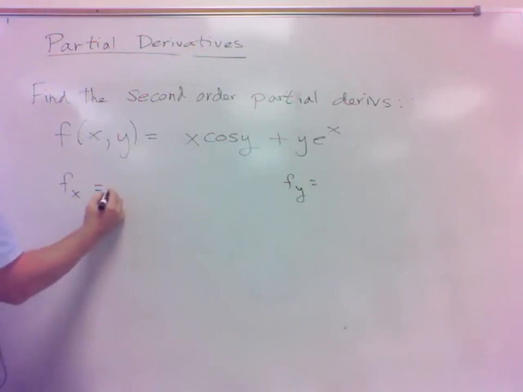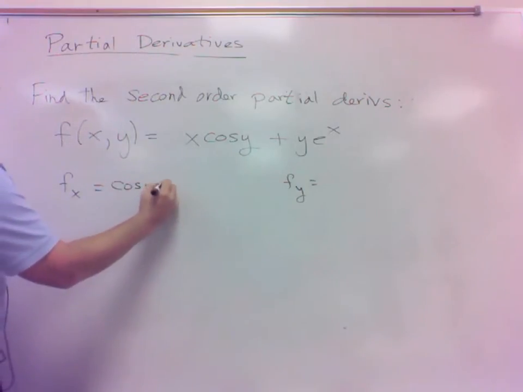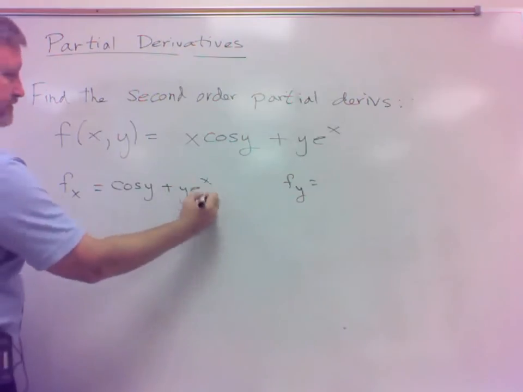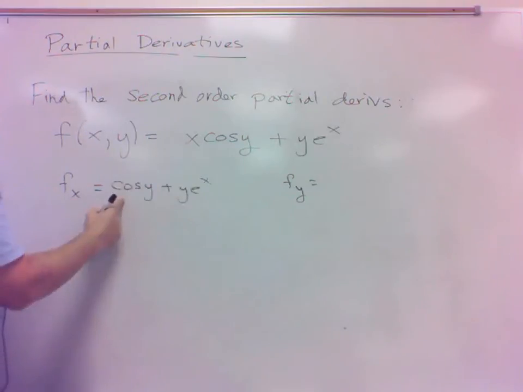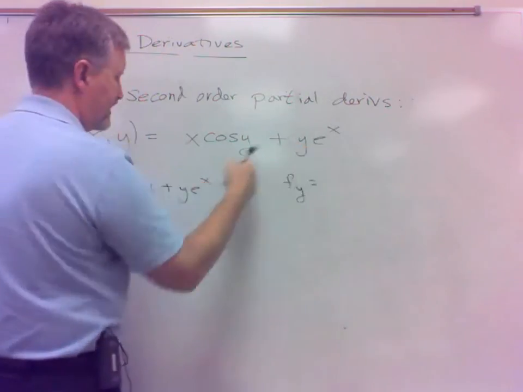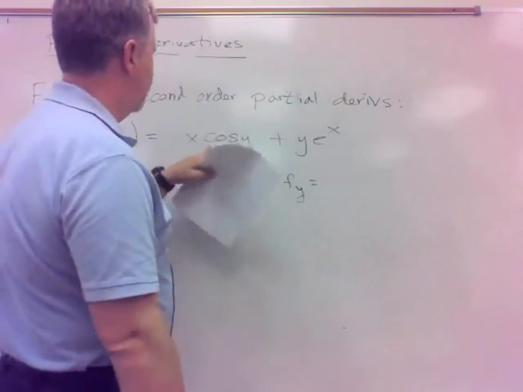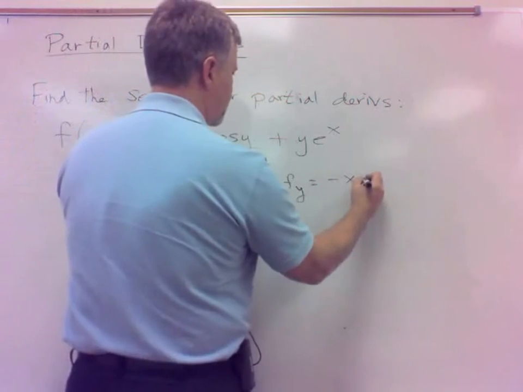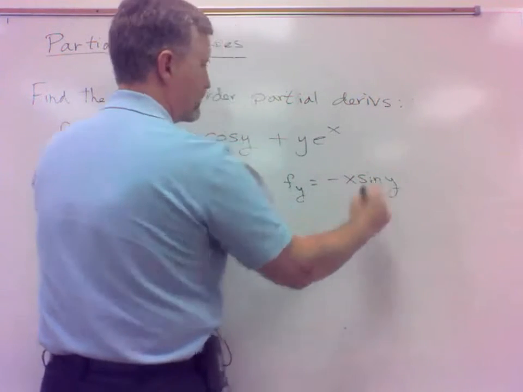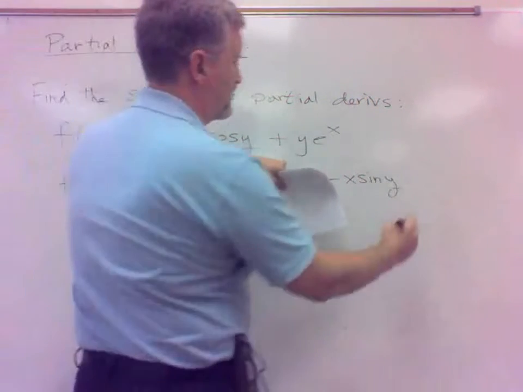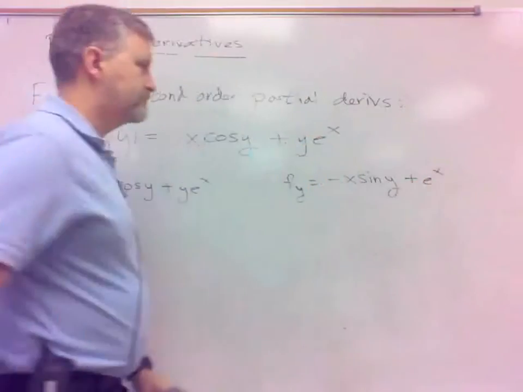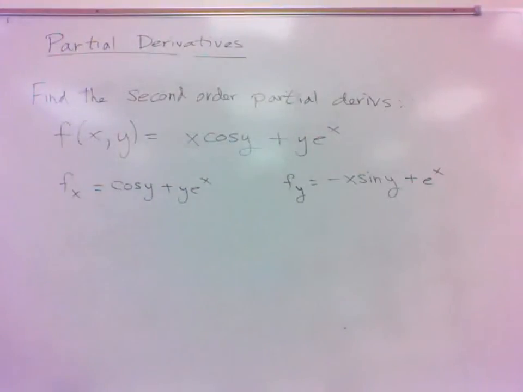All right, so the partial with respect to x would be just cosine y plus y e to the x, right? Derivative of x is 1, so you just have cosine y. Derivative of e to the x is e to the x, so you just have y e to the x. Partial with respect to y, the x is fixed, so this would be what? Negative x sine y, and this would be just e to the x. Okay. So you need those first order derivatives first.